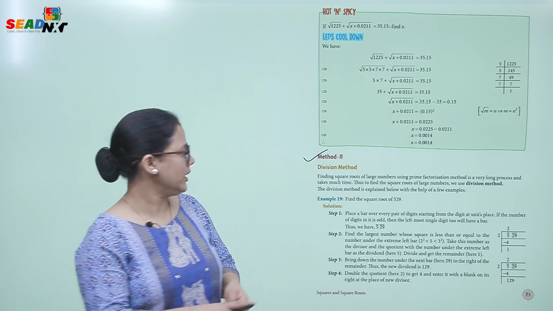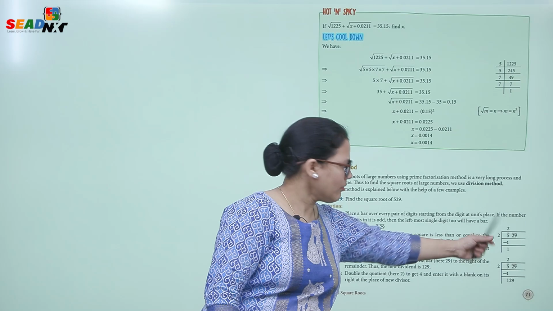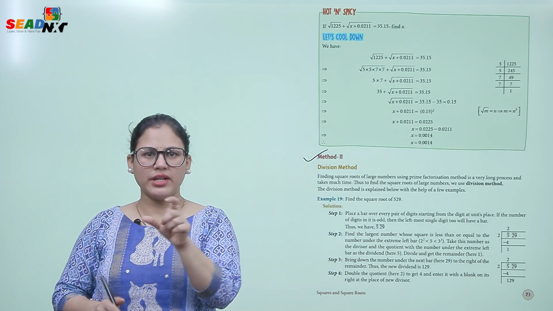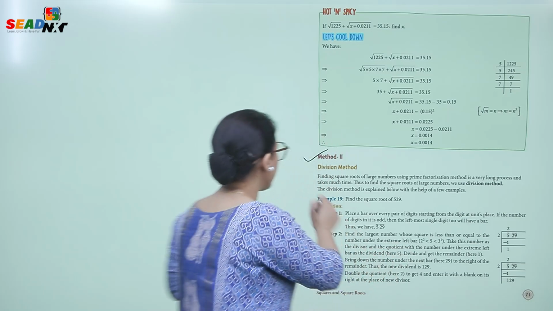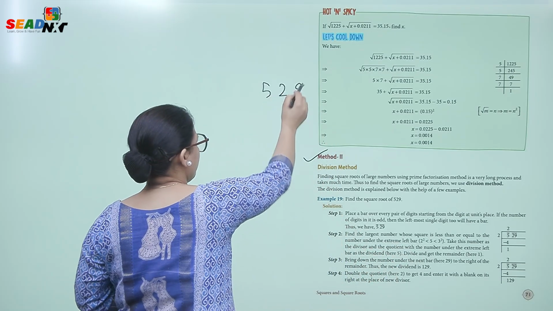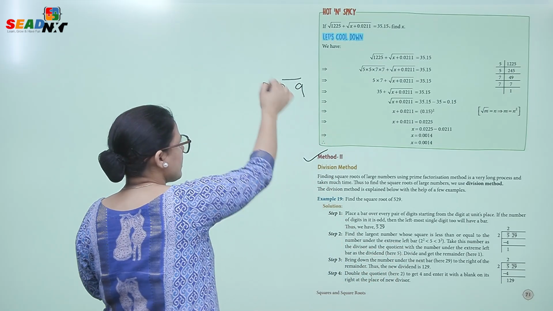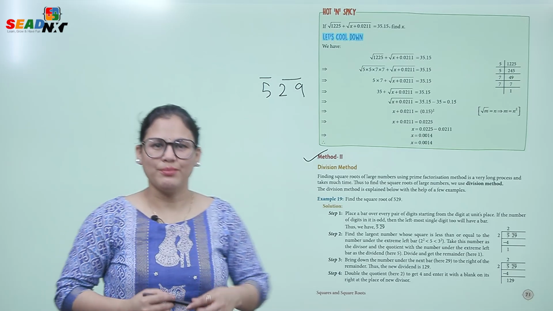Thus we have, see, there are 2 bars. We'll start from the right. Pairs हम बनाते हैं. Okay, right से हम start करेंगे. अब यहाँ से देखिए 529 था आपके पास, हम राइट से स्टार्ट करेंगे, बार लगाए. अब ये सिंगल डिजिट बढ़ गया तो इसके ऊपर भी आपके बार लगेगा.